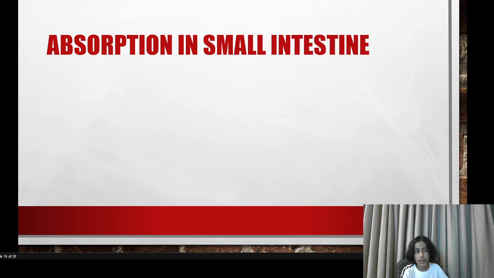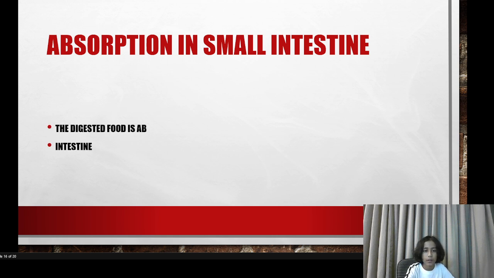Absorption in small intestine. So the absorption of small intestine is when the nutrients are transferred to the blood vessels and then to the tissues of the body. Digested food is absorbed by the walls of the small intestine. So the small intestine consists of finger-like projection called villi, or villus for singular. So what this villus does, it consists of small capillaries. So these capillaries transfer all of this to our body. Okay, so they are basically blood vessels.